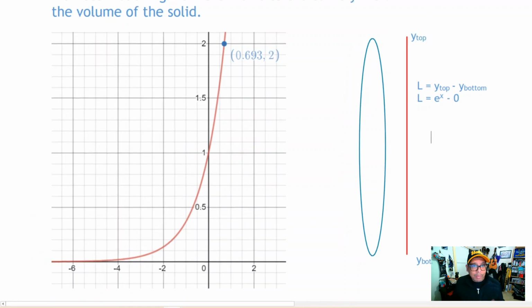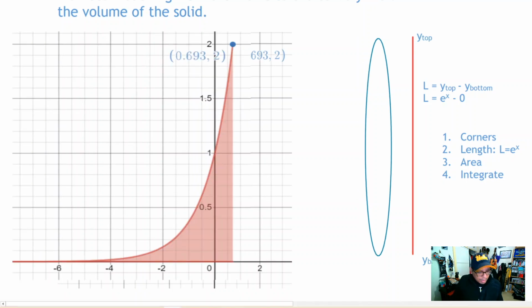Now if I'm following my own game plan, which is corners, length, area, and integrate, then I'm going to have to figure out the corners. I should have done that earlier. And if this is my region, then the only other corner that I forgot is the natural log of 2, 0. Remember that we're going to infinity over in the negative direction, in the x-coordinates.